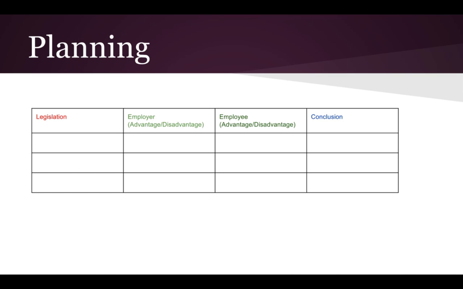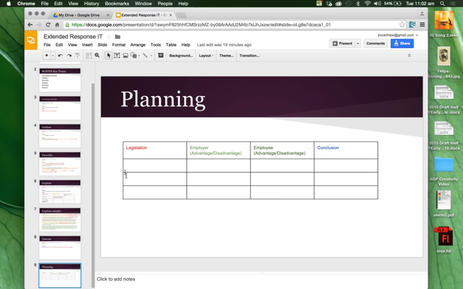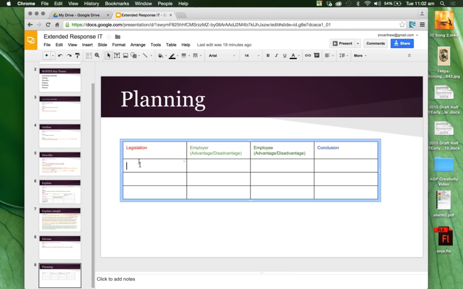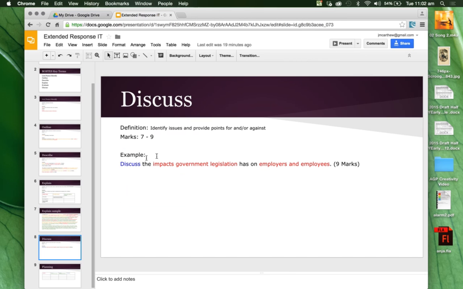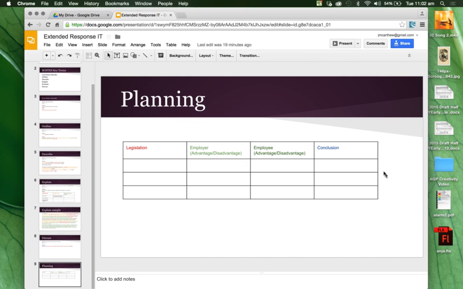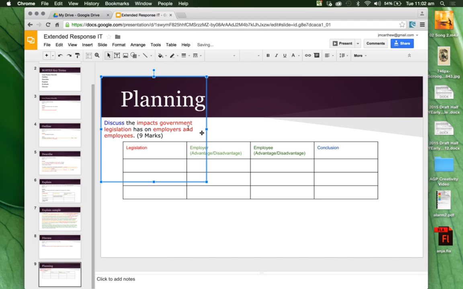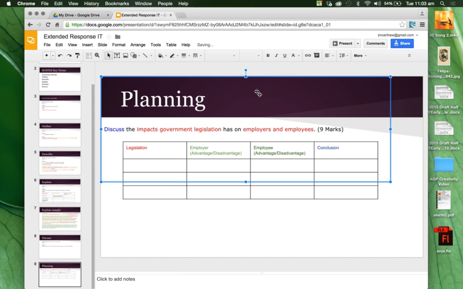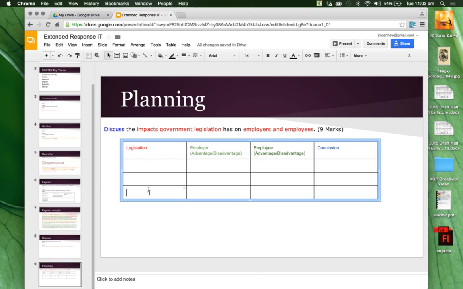I've sorted it into this grid here, and I'm going to go out of the slideshow so we can actually start adding to it. So I'll quickly jump back and copy the question so that we've got a reference to it. There we go. So we need to first identify legislation. You're going to help me here. Yes? Legislation.